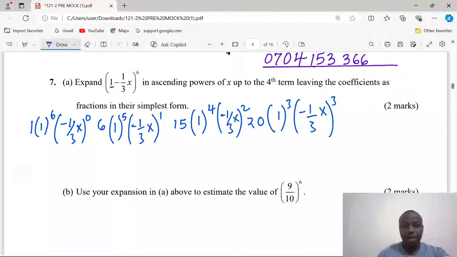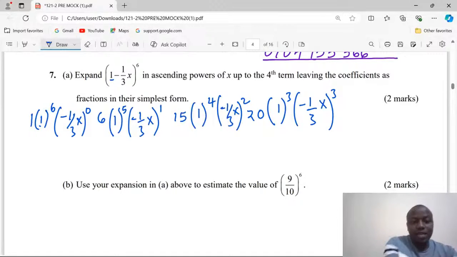Let me now expand. With the first term, 1 power 6 remains 1 and negative a third x power 0 remains 1. Anything to power 0 is 1. Therefore, we have 1 times 1 times 1, and this is going to give us exactly 1. Then we have 6 multiplied by 1 power 5, which is 1, and negative a third x power 1 remains the way it is. Therefore, now we have 6 times 1 times negative a third, which means 6 times a third is going to be 2, and there is a negative.